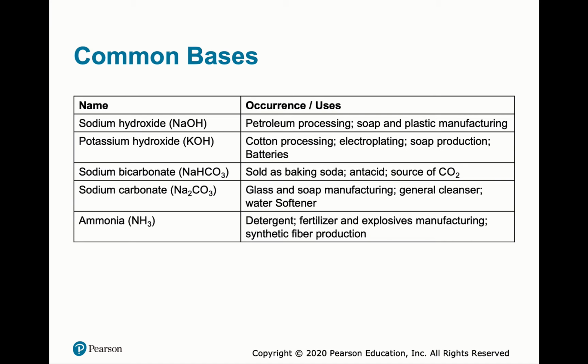So various things, and potassium hydroxide next, also used for plastic, especially can be used in latex. But potassium hydroxide, another very strong base like sodium hydroxide, is used for various things: cotton processing, electroplating, soap production, batteries. Potassium soaps tend to be more the liquid kind of soaps.